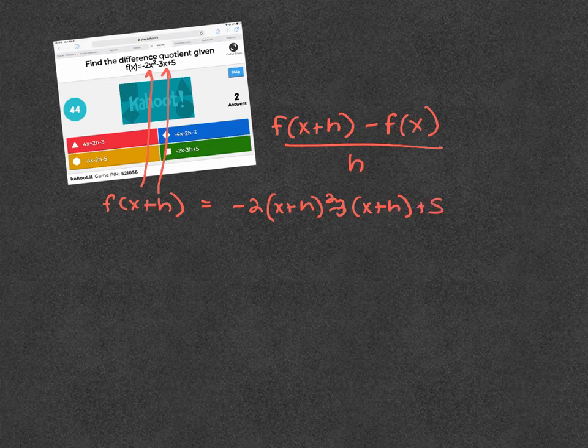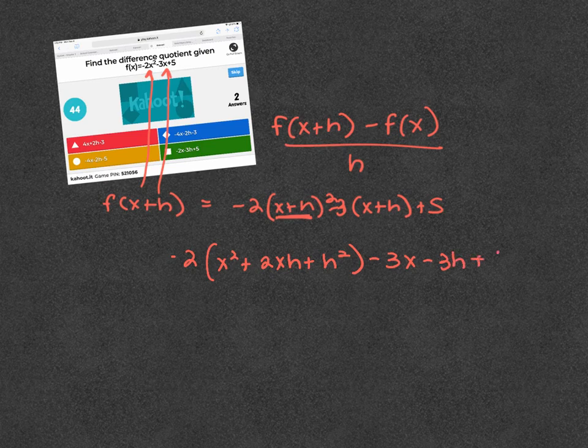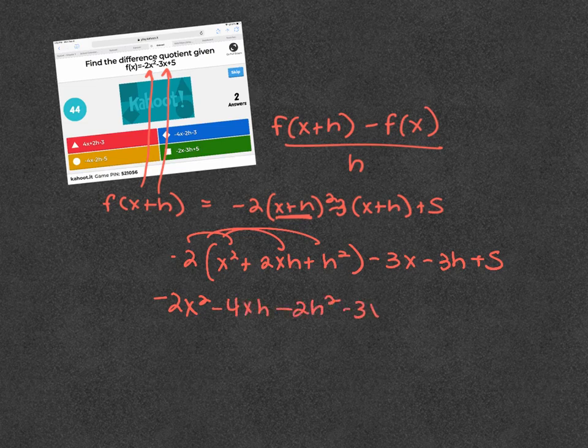Now, we have done this so many times that you should already know what x plus h squared is. It will save you time. So it's negative 2, and x plus h squared is x squared plus 2xh plus h squared. If you don't know it, you just got to work it out. You got to FOIL it out. Then I'm going to distribute the negative 2: negative 2x squared minus 4xh minus 2h squared minus 3x minus 3h plus 5. And at this point, nothing cancels.